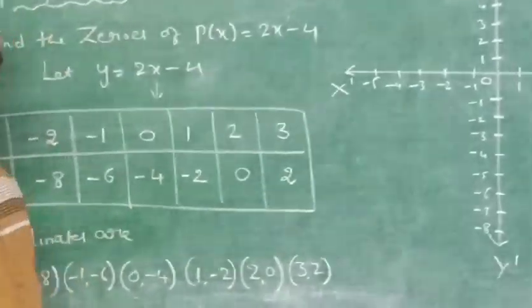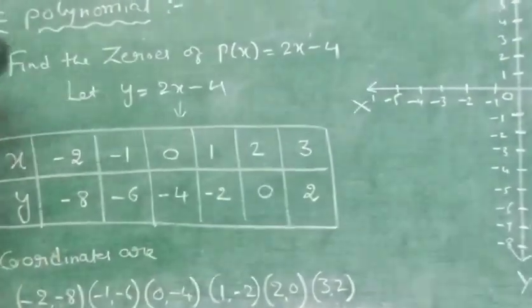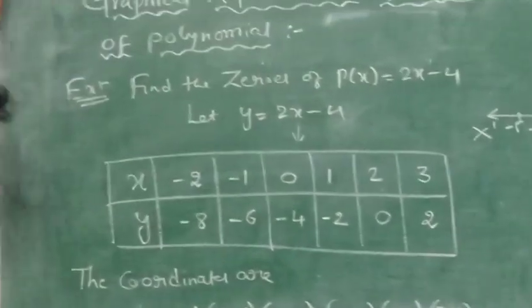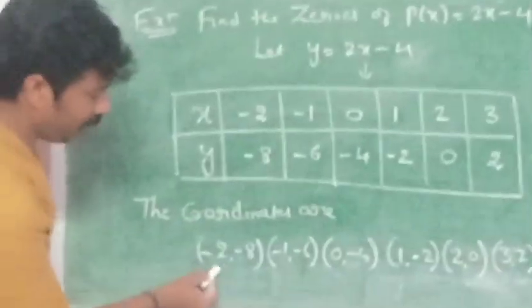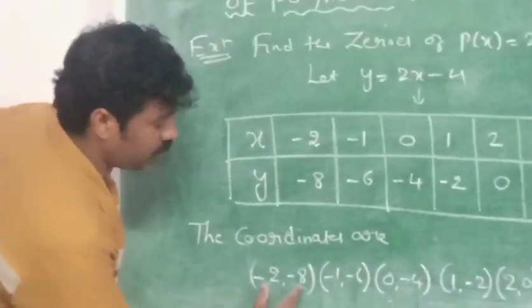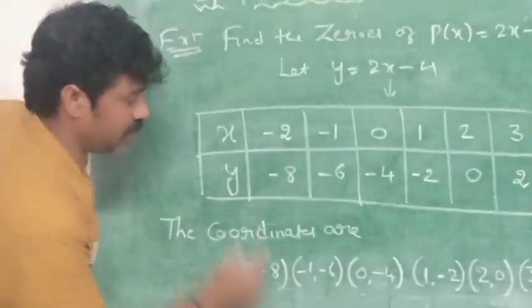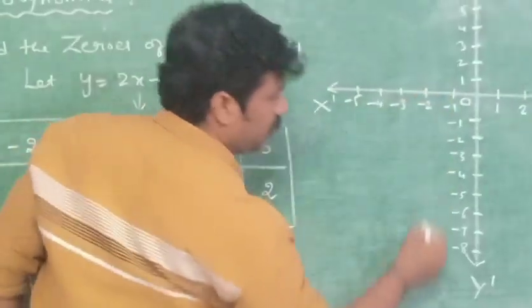So like that, first we have to take the real numbers on the x-axis and y-axis. Then after that, we have to observe the coordinates. Here, the first coordinate is -2 and -8. So this -2 we have to take on the x-axis and -8 on the y-axis. So the intersection of this x-axis and y-axis, we have to take this point. So -2 and -8, we get here.